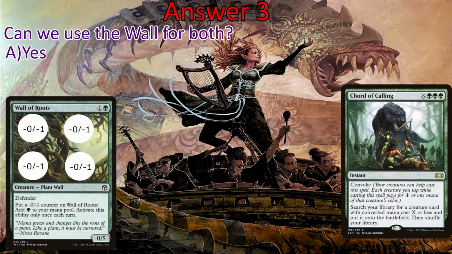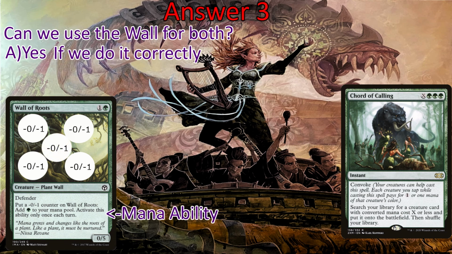The answer here is we actually can if we sequence it correctly. What we mean by that is we go back to our steps and we begin to cast Chord of Calling. On the activating mana abilities, we can use Wall of Roots' mana ability to gain a green, and when we pay for the cost, we can tap the Wall of Roots to pay for one of the green pips of Chord of Calling.